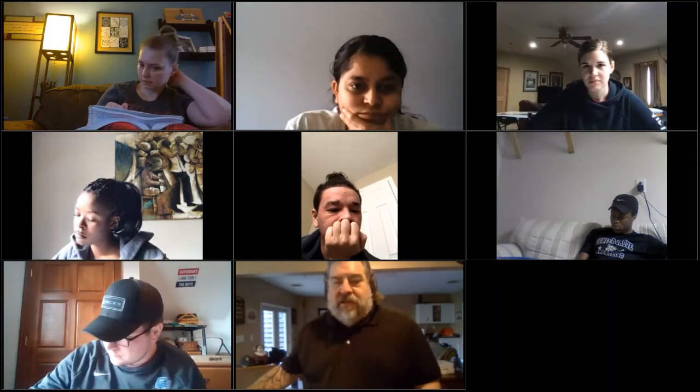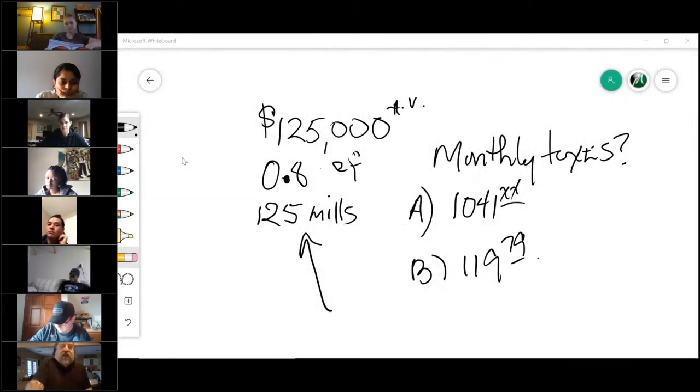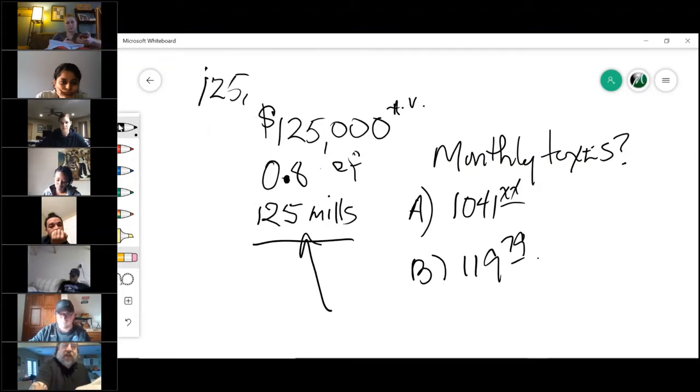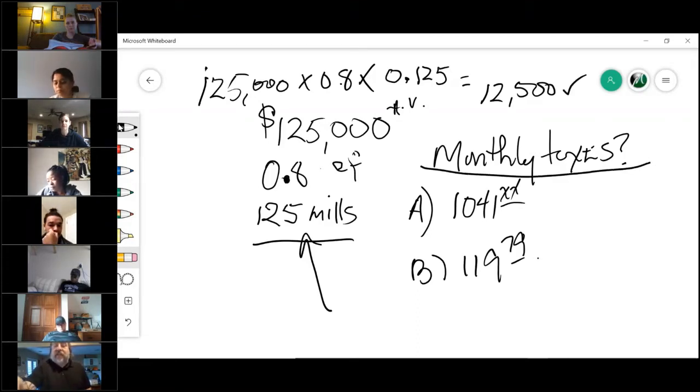So when you multiply, let me go back over here. When you multiply these together, you get $125,000 times 0.8, and then 125 mills is 0.125. You end up with $12,500. But that is the annual tax. I asked for the monthly. Take that number and you divide it by 12. You get that number there. Very good. That's a trick question that the state loves to pull, asking you things like that, where it's a monthly number.